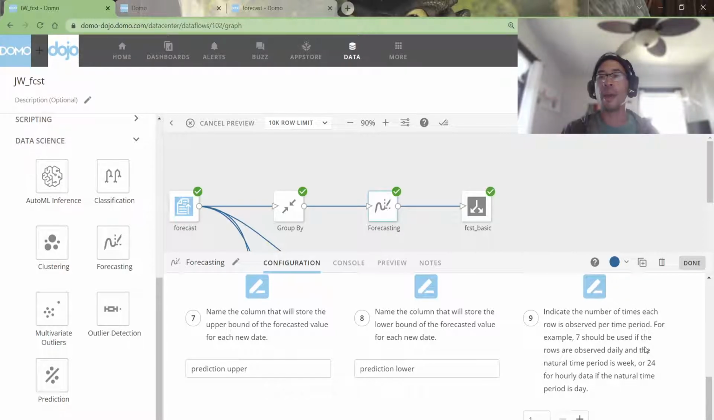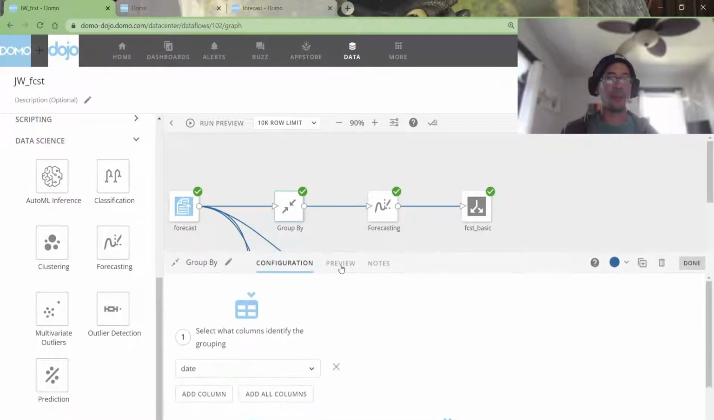Here, if my data is coming in at the week level or the month level, and I have 1 row per day or whatever, then I might change the number of times each row is observed per time period. Again, if your data is aggregated at the date level, you should be able to leave this alone. Cool. Let's just take a preview of what my data looks like.